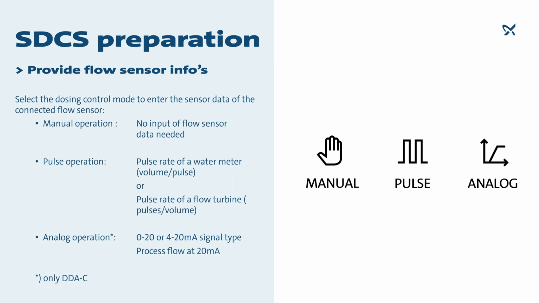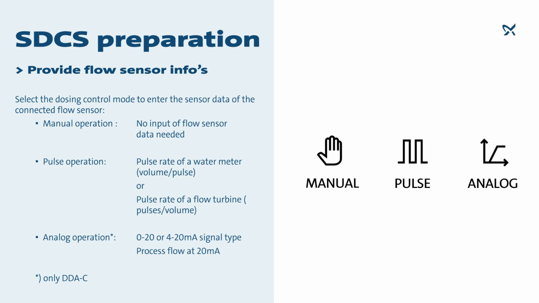Select the operating mode of the dosing pump to enter the information from the flow sensor in the next steps. This will allow the CHEMPAIRING web portal to calculate the process volume and actual concentration. The following dosing pump operating modes are available in version 3.1. Manual operation, no further entry of the flow sensor data is required.